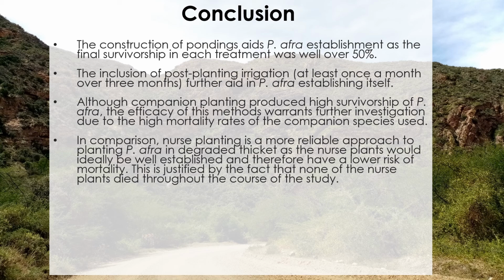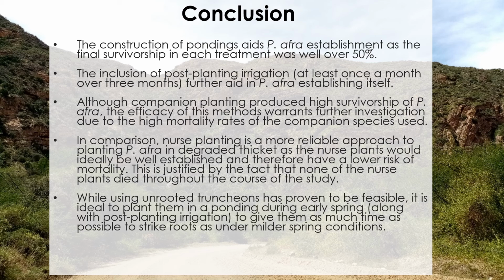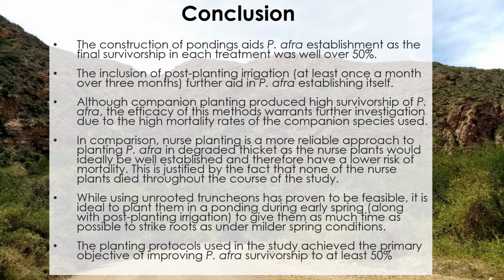In comparison, however, the nurse planting treatment is a more reliable approach to planting spekboom in degraded thickets, as the nurse plants would ideally be already well established and therefore have a lower risk of mortality. This is justified by the fact that none of the nurse plants died throughout the course of the study. While using unrooted truncheons has proven to be feasible, it's ideal to plant them in a ponding during early spring along with post-planting irrigation to give them as much time as possible to strike roots under milder spring conditions. In general, the planting protocol used in the study ultimately achieved the primary objective of improving Portulacaria survivorship to at least 50%.